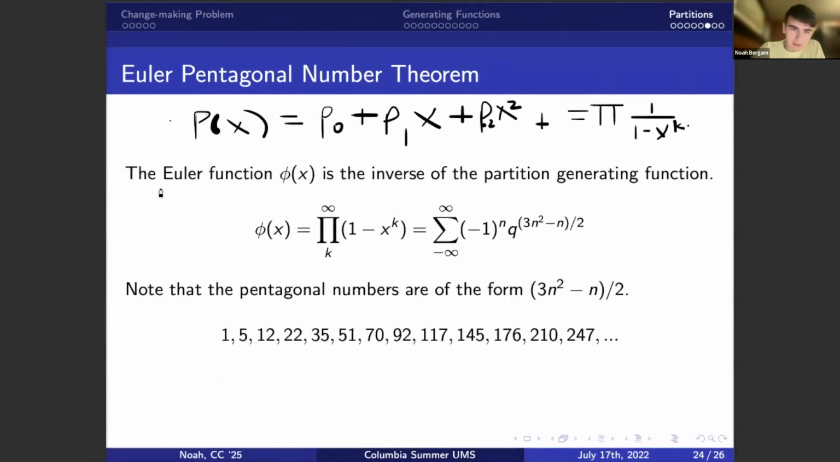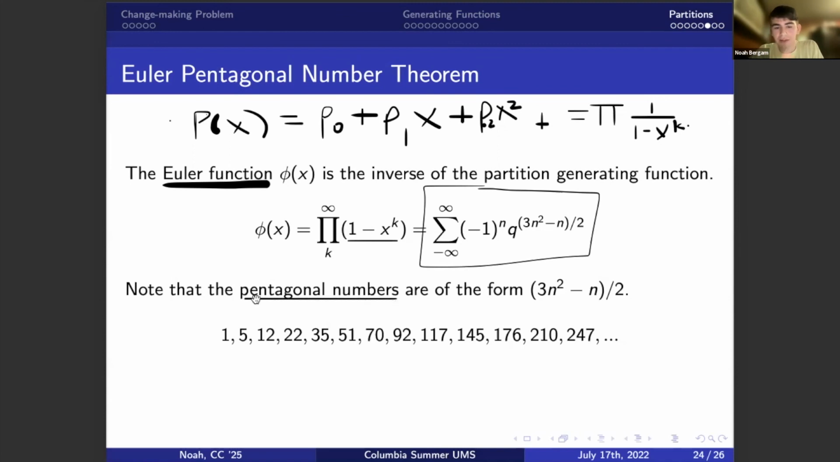The idea here is that there's a function called the Euler function, which is the inverse of the partition generating function. So instead of 1 over 1 minus x to the k, we just have 1 minus x to the k, and we take the infinite product of that up to infinity. This function happens to be equal to an interesting alternating sum of powers of the pentagonal numbers, which again might seem out of nowhere. You can just think of the pentagonal numbers as an interesting sequence of this form.